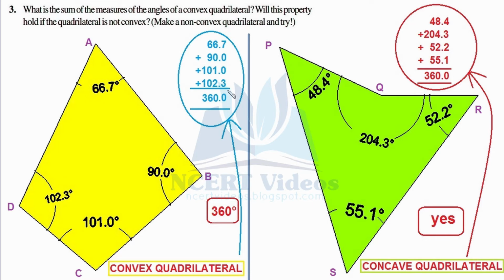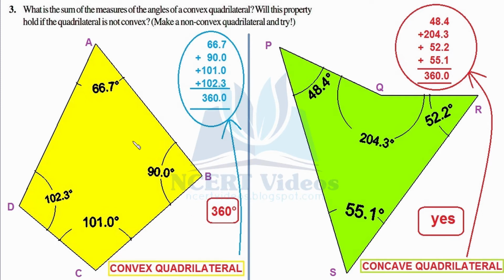So 7 plus 3 is 10, carry forward. 6 plus 1 is 7, 8, 8 plus 2 is 10. Again carry forward. 9 plus 1 carry makes 10, 10 plus 6 is 16. So 6 came, carry again. 1 plus 1 is 2, and 2 plus 1, that was carry, gives us 3. So we found that the sum of measures of the angles of a convex quadrilateral is equal to 360 degrees.